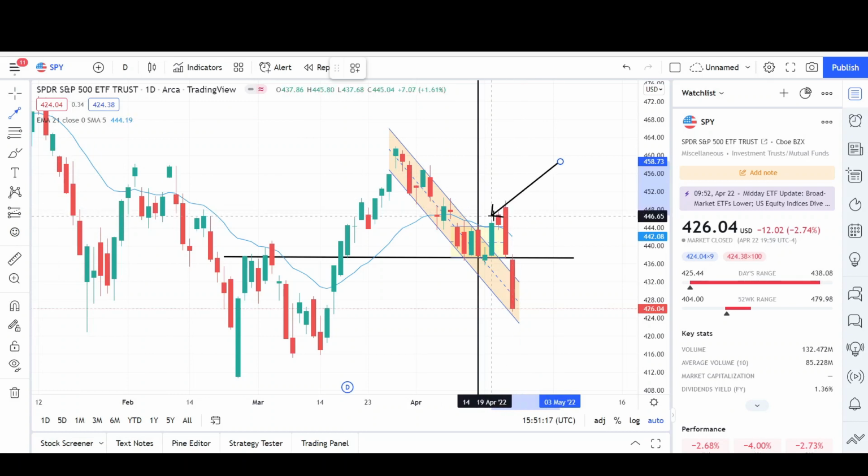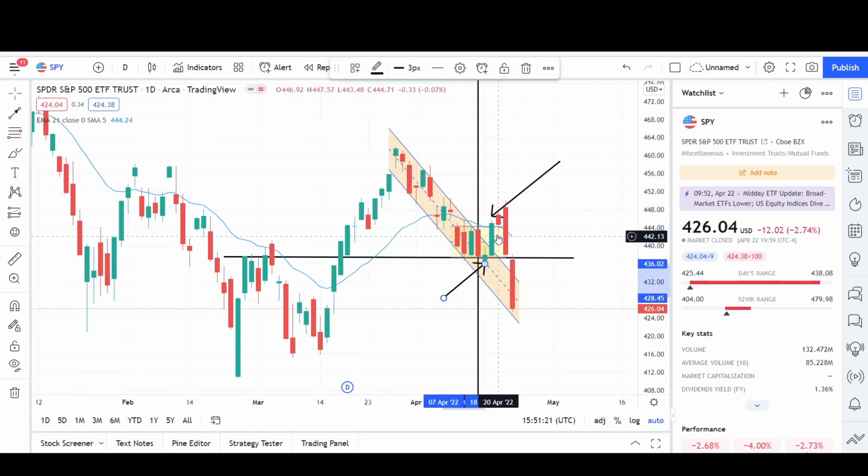So this was the failure, and we also had a failure on the bottom. If we get a failure on the bottom, we get a failure on the top. That's what we did. We started selling off harshly, and you can see that Friday was definitely the nail in the coffin, where we broke below this 437 level and we closed at the 426 level.